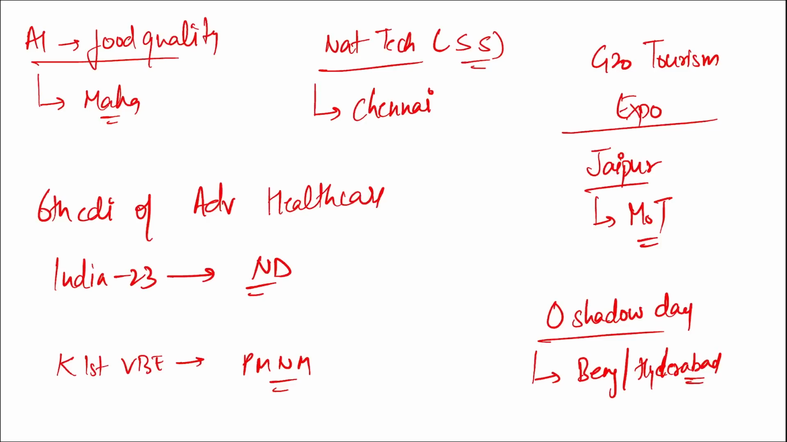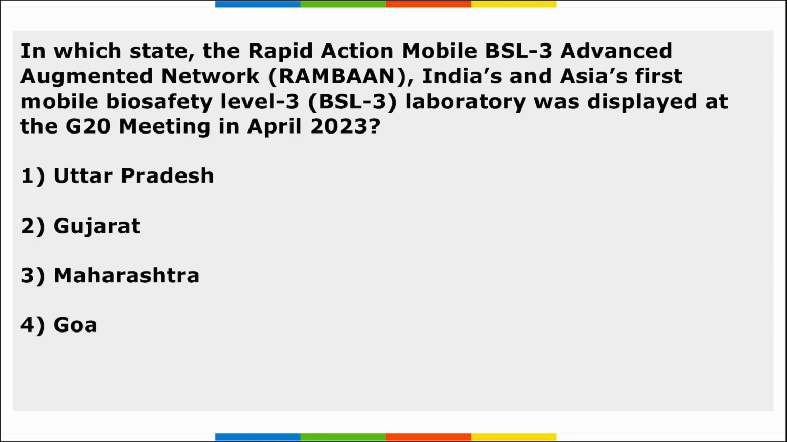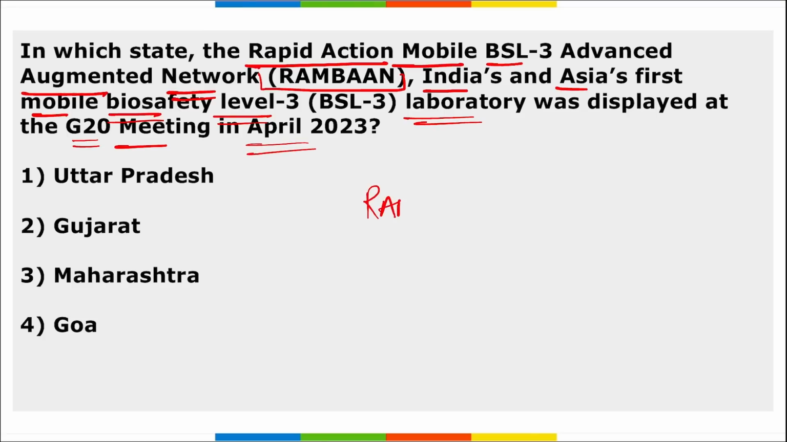Right? Then Y20, that is your Youth 20 pre-summit meeting, was held under G20 where it was held in Ladakh. Correct? Next, in which state the Rapid Action Mobile BSL-3 Advanced Augmented Network, that is Ramban, India's and Asia's first mobile biosafety level 3 laboratory, was displayed at the G20 meeting in April 2023. So remember this Ramban. Where was this displayed?